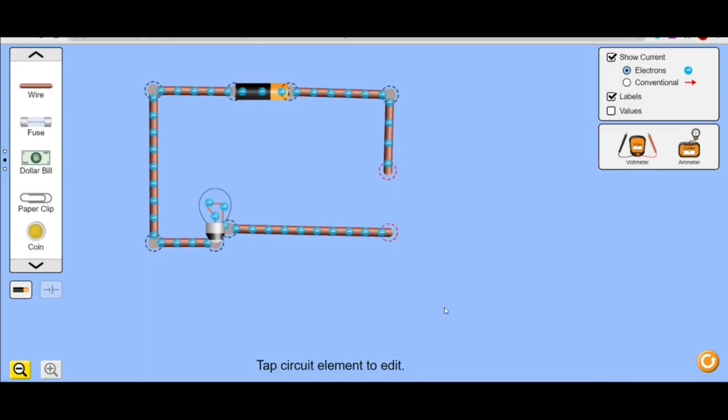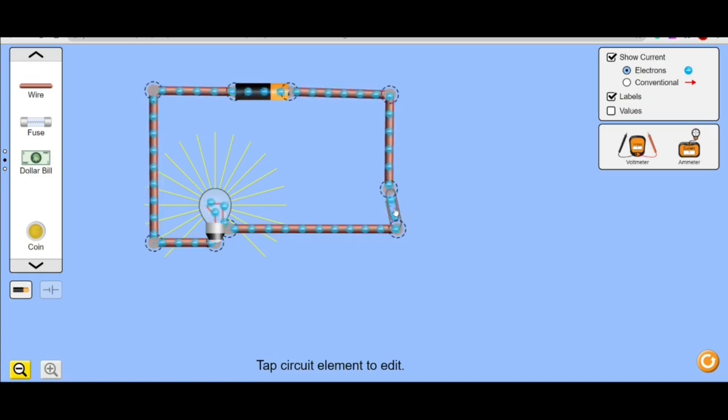Now let's perform some other exciting experiments with the help of these circuit elements. So now, as you can see, right now I have a battery, these wires and a bulb connected, although the circuit is open right here. Now what happens if I add this paper clip to this circuit? You will see that the current is flowing, the bulb is glowing.